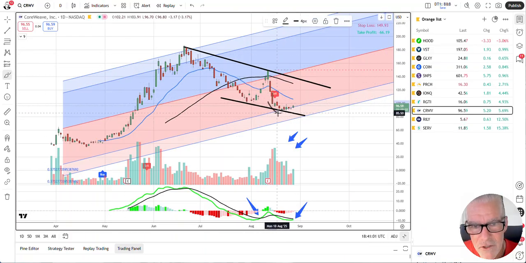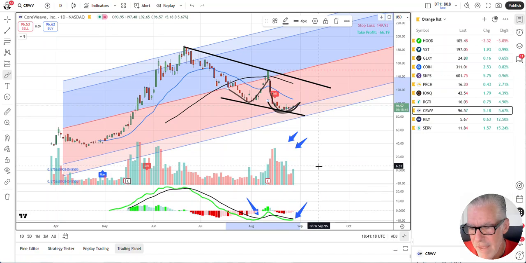But it is showing a kind of an Adam and Eve rounded bottom. Yeah, I would call that an Adam and Eve. Just the Eve is a little bit lower than Adam, and it's coming out nicely of the pink zone. We're seeing some very good volume accumulation going on, almost at a new MACD buy signal, and the last time it did that, it shot way up.